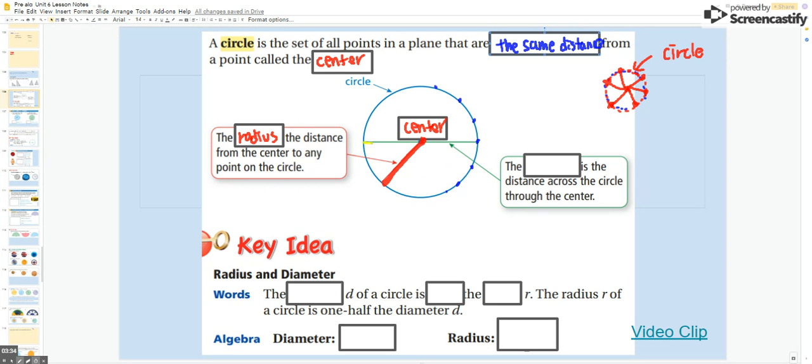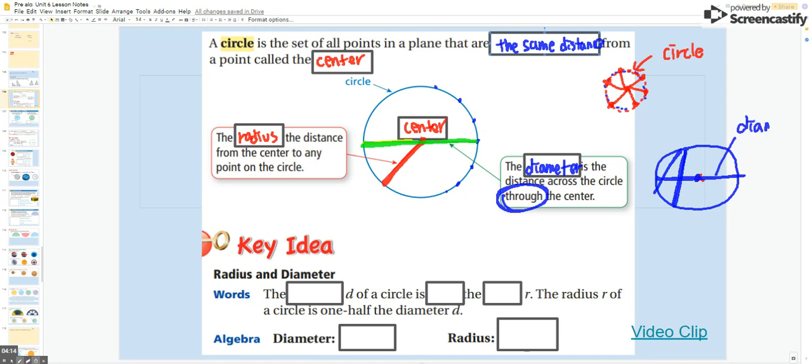And if you look at this green line passing through the center, it's called the diameter, the distance across the circle through the center. I need you to circle this, through the circle. So you might say, can this be a diameter? Can this be a diameter if the center is right here? No, these are not going to be the diameter. The line that passes through the center, this is the diameter.